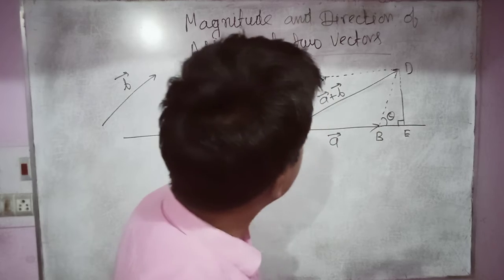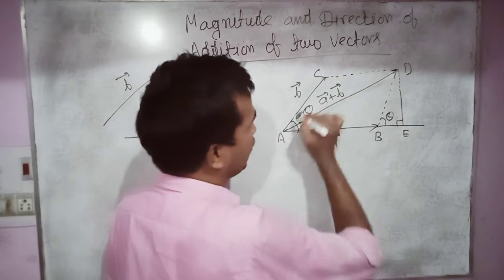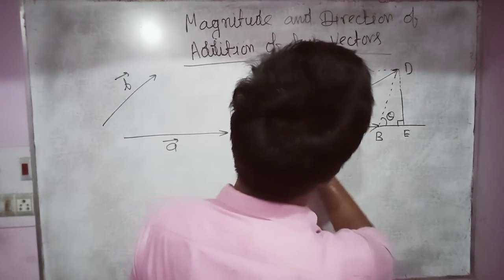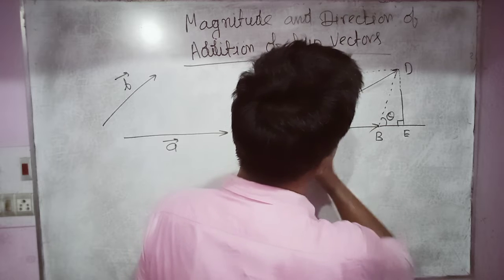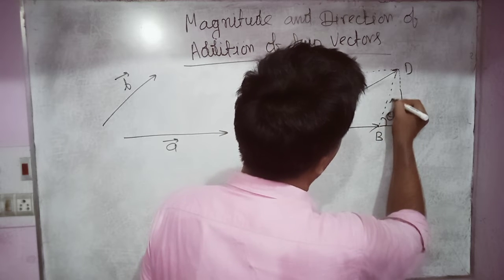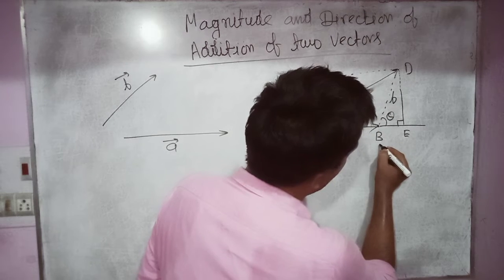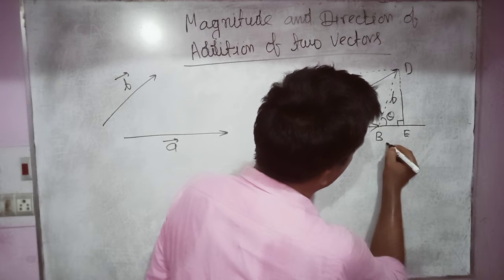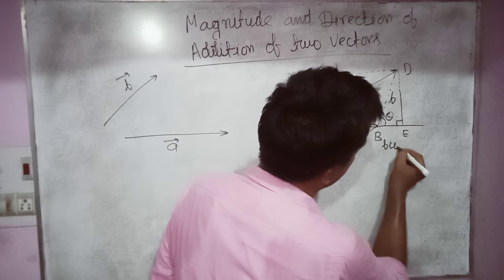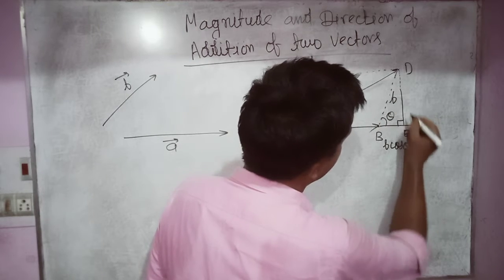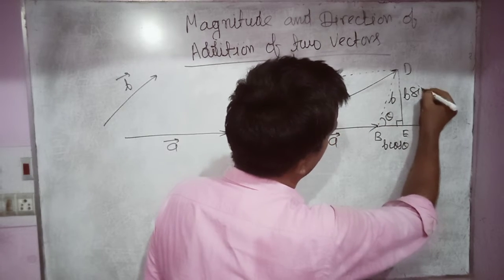And as we can see, this is a parallelogram. ABCD is a parallelogram, so parallel sides are equal. So AC is equal to BD, having magnitude B. So BE is equal to B cos theta, and DE is equal to B sin theta.